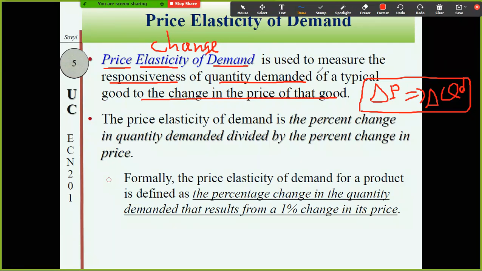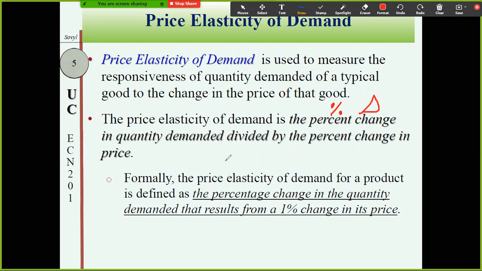It is an economic method, an economic theory that we use in order to understand the change, the feedback or the reactions of quantity because of price change. The price elasticity of demand is the percentage change in quantity demanded over the percentage change in price. I can say that this is called epsilon. We have the formula later on, but I just give you in advance.